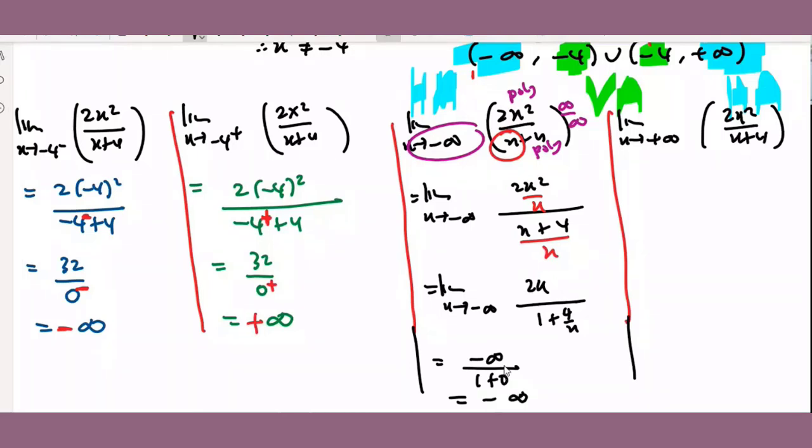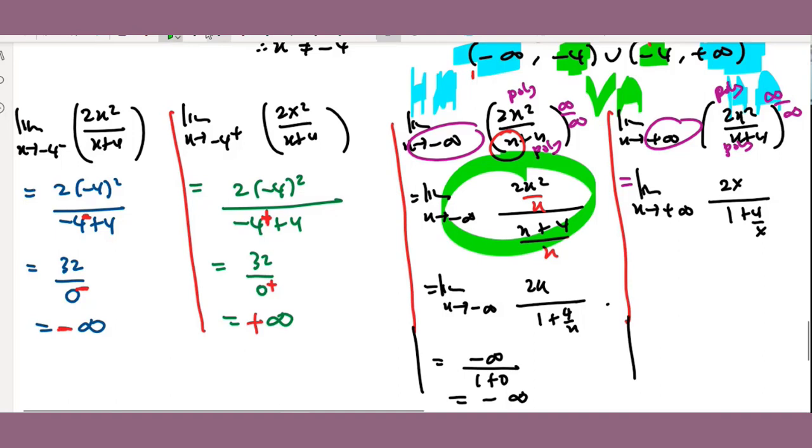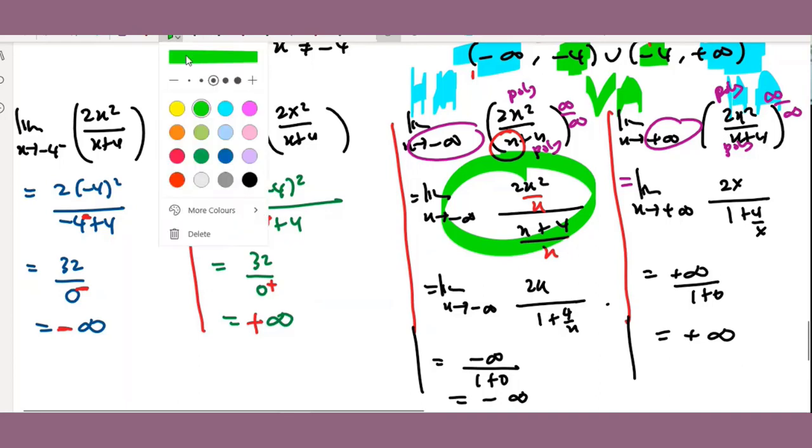Yeah, this one. Okay, for the last one, substitute infinity over infinity. Still under indeterminate form. And then check polynomial over polynomial. And x tends to infinity. Divide with the highest power of denominator. Limit x tends to positive infinity, 2x over 1 plus 4 over x. Okay, skip this step. Then substitute positive infinity over 1 plus 0, confirm positive infinity. Settle.